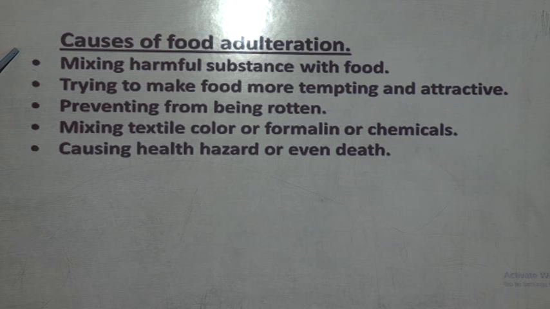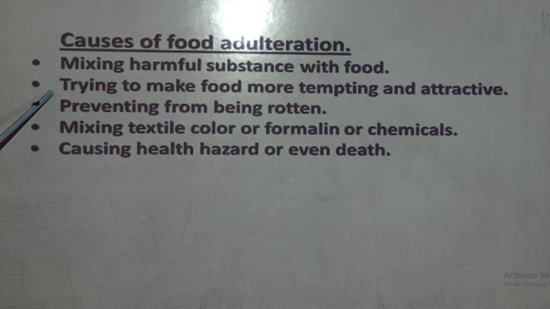I have shown the causes of food adulteration. What are the causes behind this food adulteration? Number one, mixing harmful substances with food. We mix some pesticides or chemicals with the foods, and these foods become adulterated, and after taking these food items we become affected in different ways.